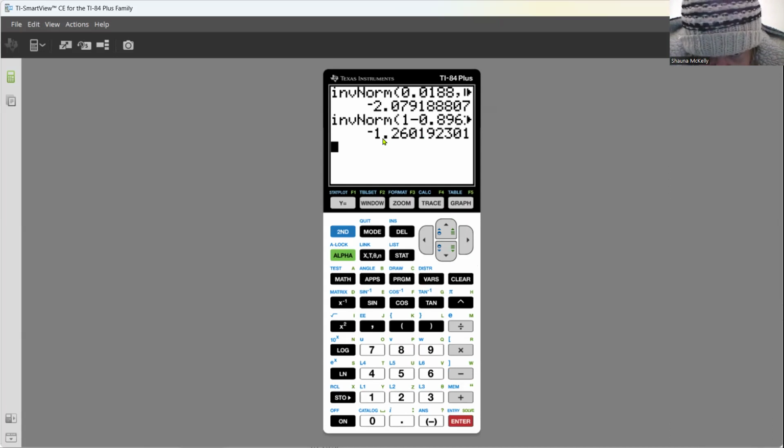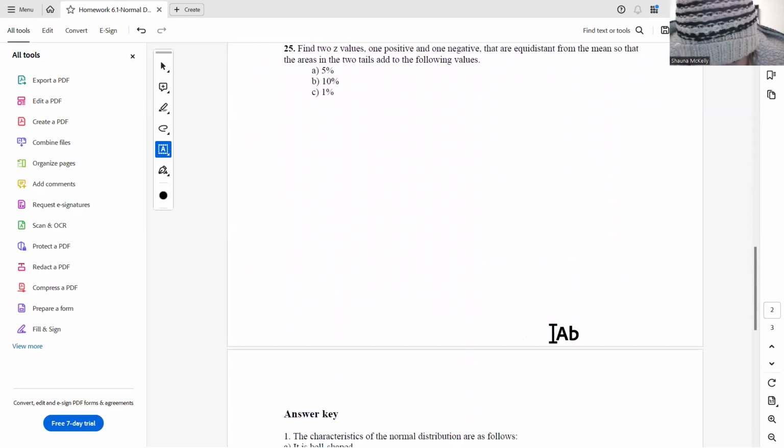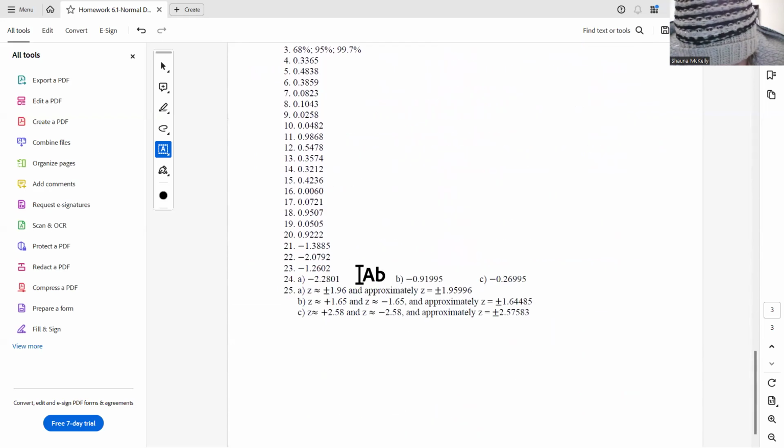So let's go back. 2.0792 and negative 2.0792 and negative 1.2602. So we're going to say that was 22 and 23. So we have, here they are, negative 2.0792 and negative 1.2602.